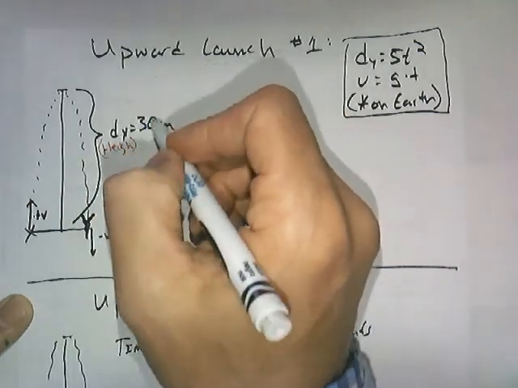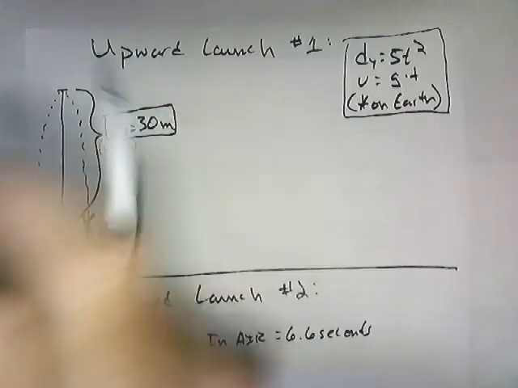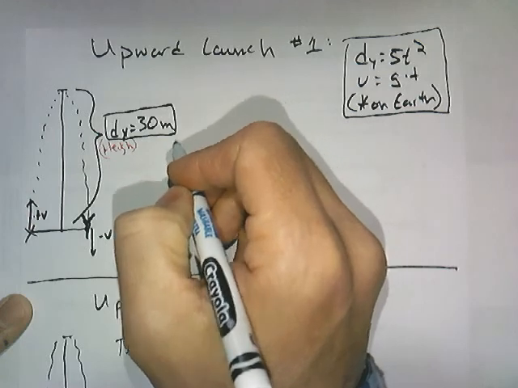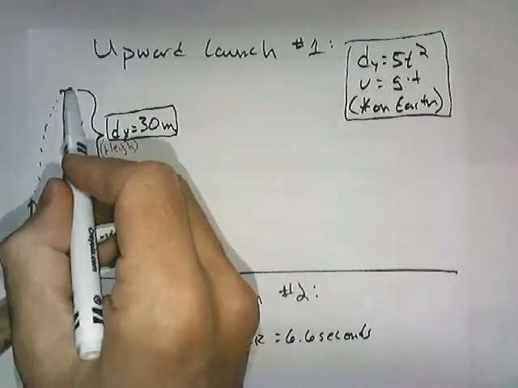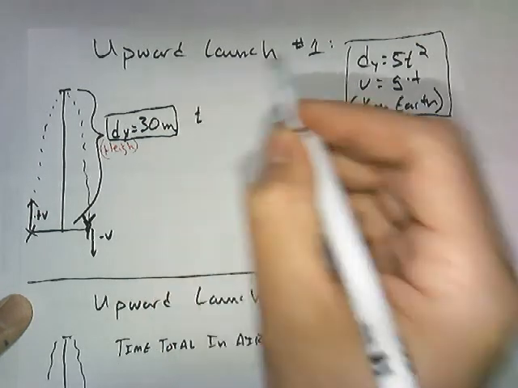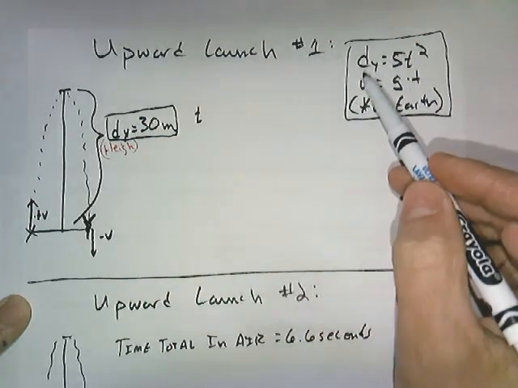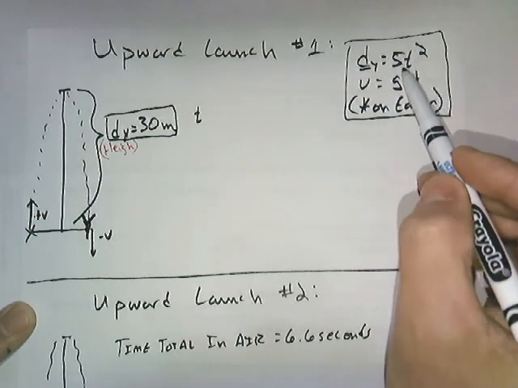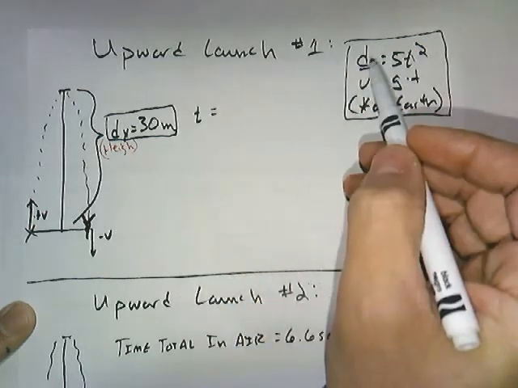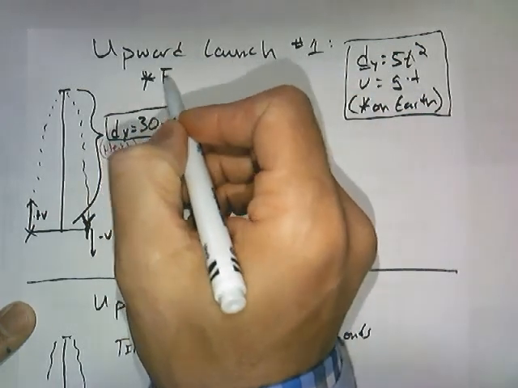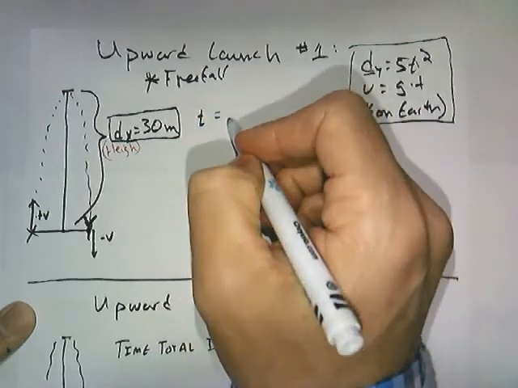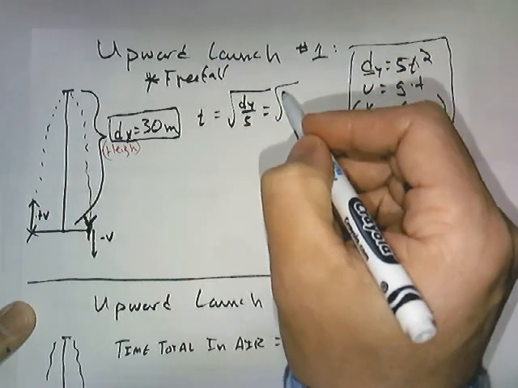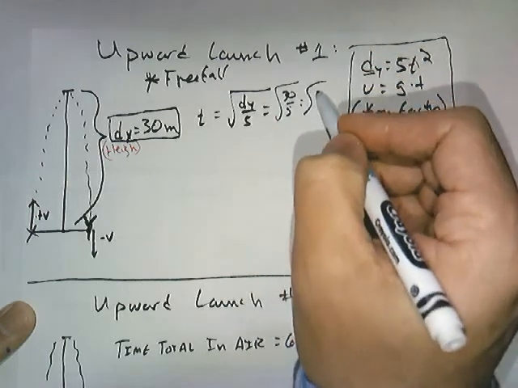The first thing you need is what information is given. You know that the height at which the projectile traveled was 30 meters. So I'm going to ask you the time it took to reach this highest point. If I look at my equations, I know that I have d of y, so I can simply isolate t and solve. We must assume that the object is in free fall. So t is going to equal the square root of the height divided by 5. Here I can take the square root of 30 divided by 5, which is the square root of 6.